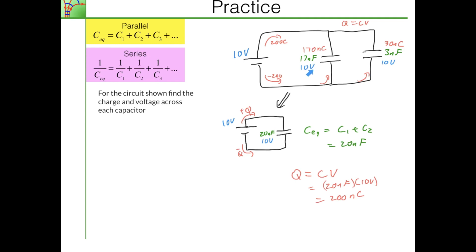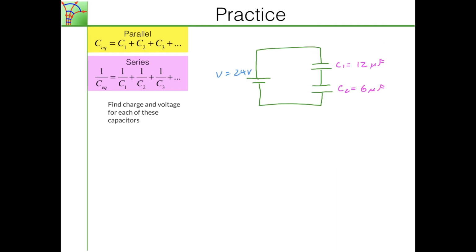We have the voltage and the charge on each of these things. And that is equivalent to what we found here, because we said the equivalent charge was 200 nanocoulombs. And that makes sense. 170 plus 30 is 200. So 200 came out. Most of it went onto the bigger capacitor, and some of it went onto the smaller capacitor. Well, let's do another one with two capacitors in series.